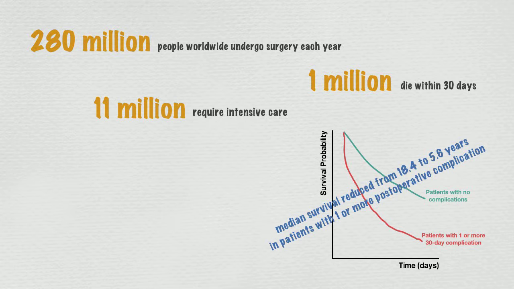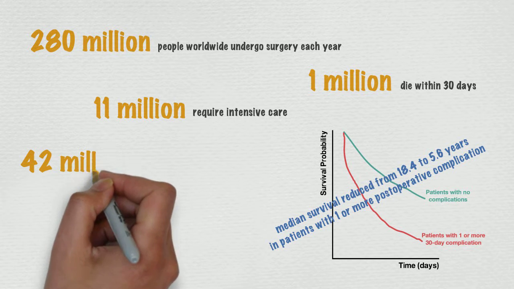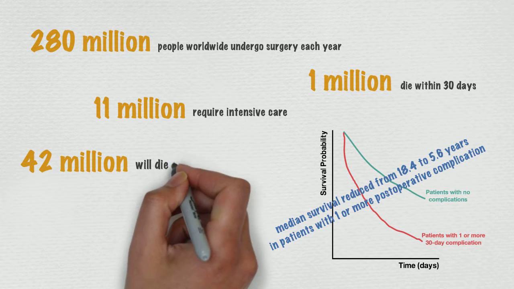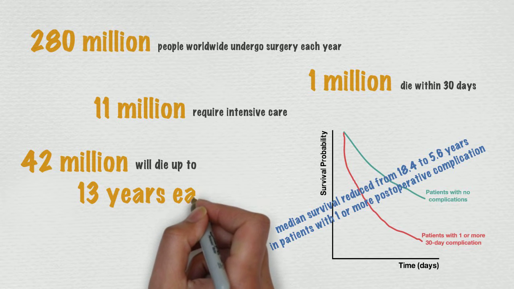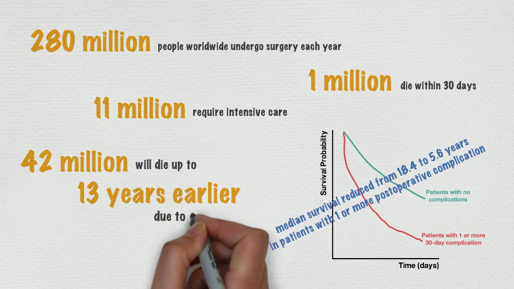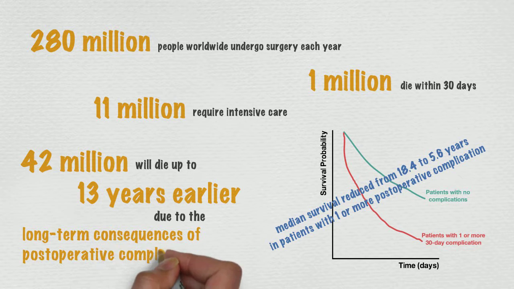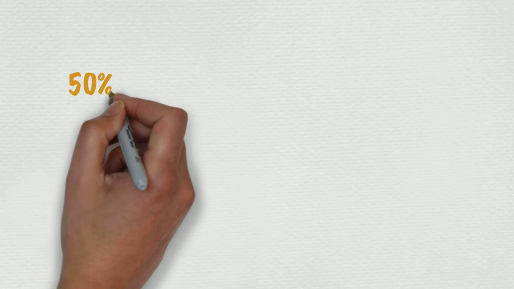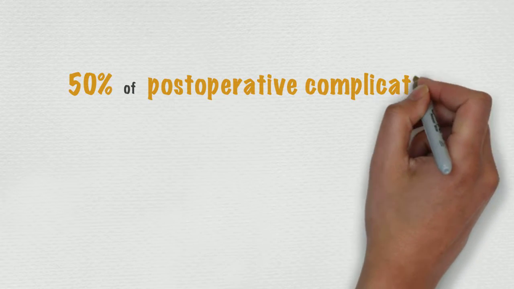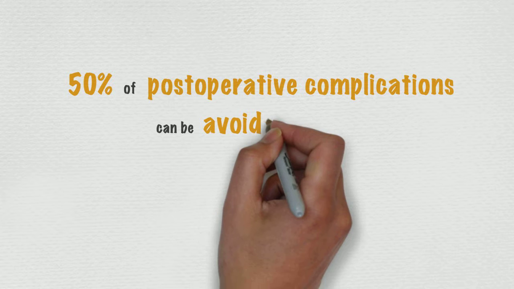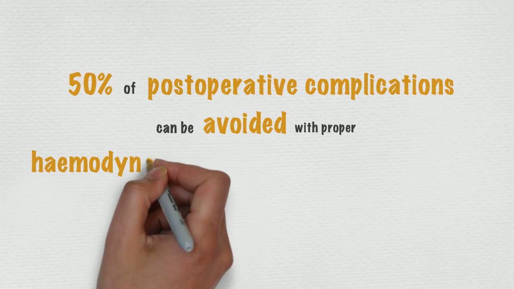By applying these data to the 280 million above, 42 million of these major surgical patients die up to 13 years earlier due to the long-term consequences of their postoperative complications. And our ageing population means these numbers will only increase. The good news is research indicates about 50% of postoperative complications can be avoided with proper hemodynamic diagnosis and management.